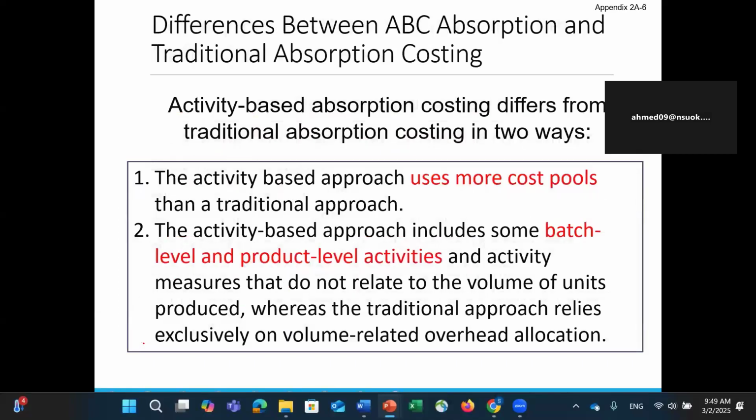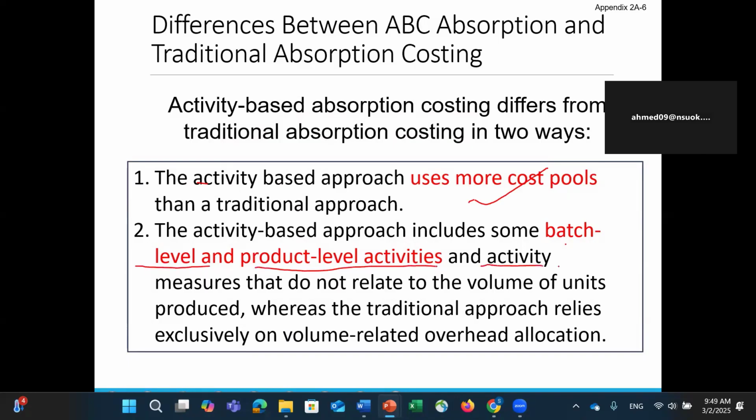Okay, so here is comparing the difference between ABC and the traditional method, which we already know and discussed. The activity-based method uses more cost pools, and also includes some tags that are not included in the traditional, batch level and product level activities.